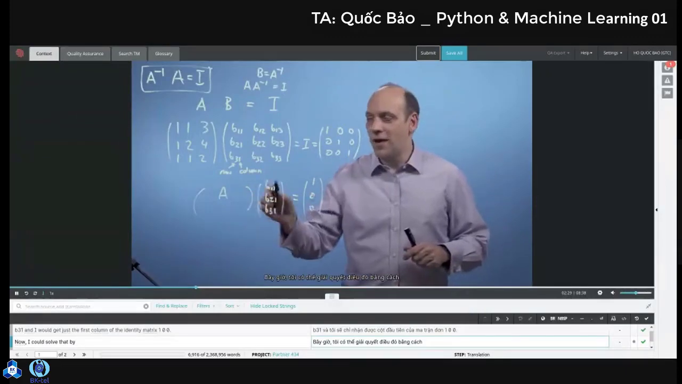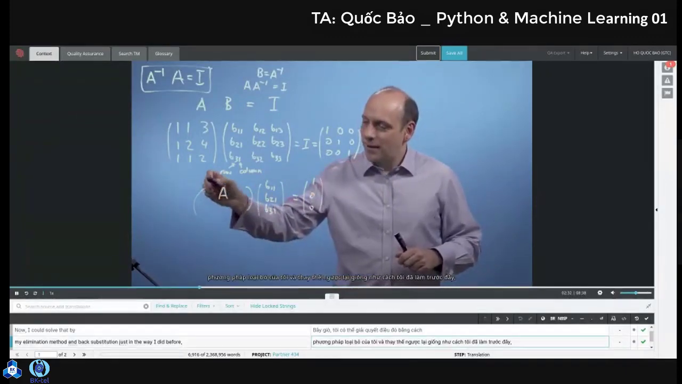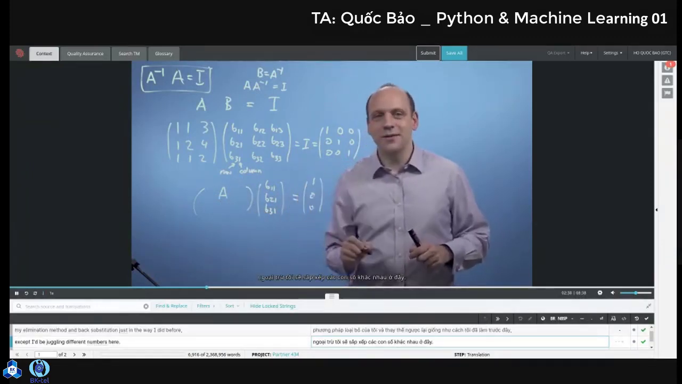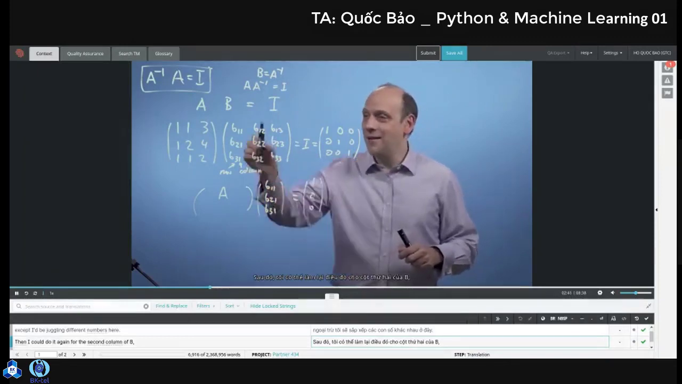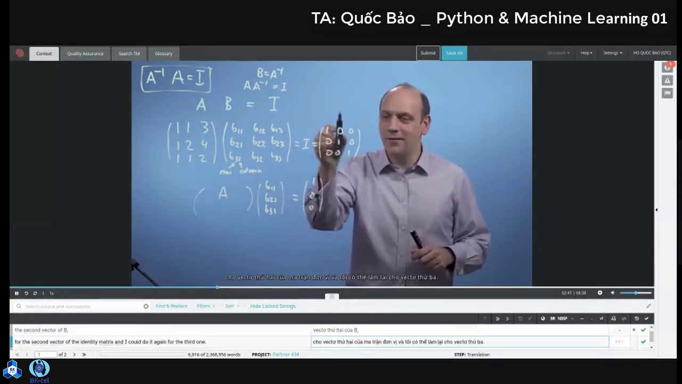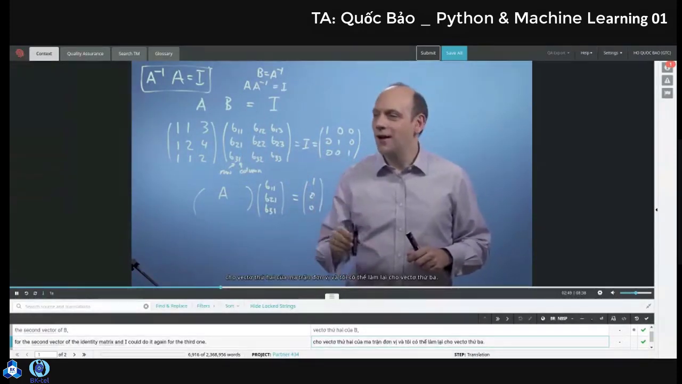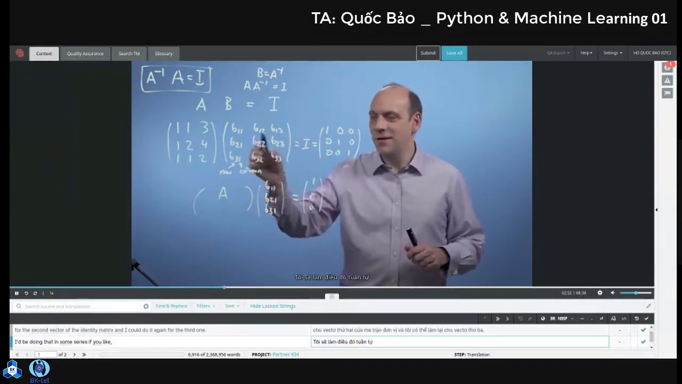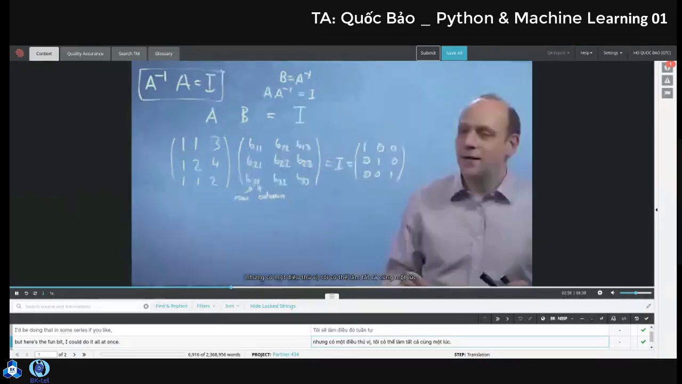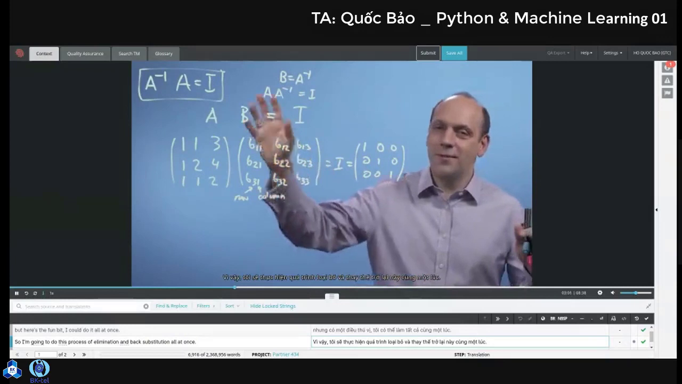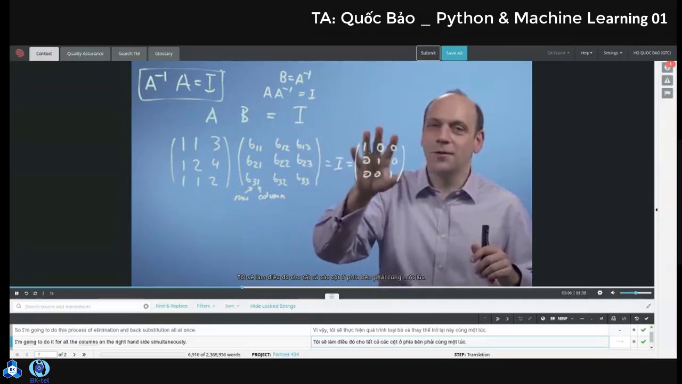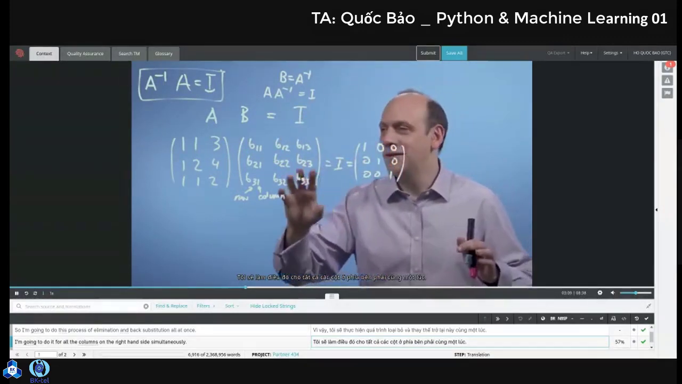Now, I could solve that by my elimination method and back substitution, just in the way I did before, except I'd be juggling different numbers here. Then I could do it again for the second column of B, the second vector of B, for the second vector of the identity matrix. And I could do it again for the third one. So I'd be doing that in some series, if you like. But here's the fun bit, I could do it all at once. So I'm going to do this process of elimination and back substitution all at once. I'm going to do it for all the columns on the right-hand side simultaneously.